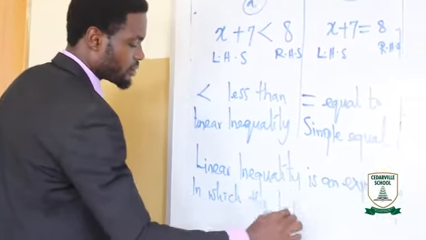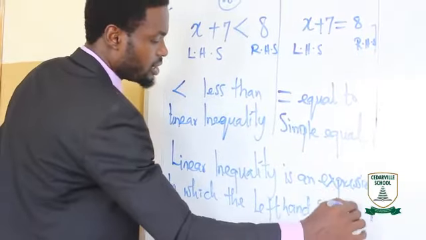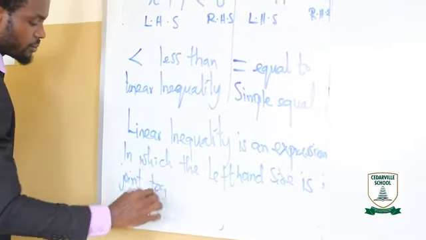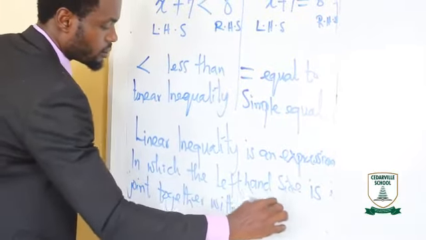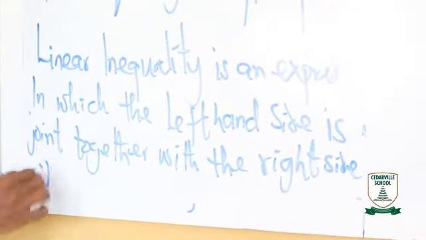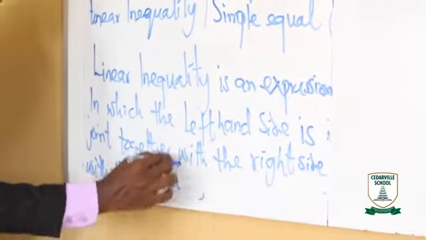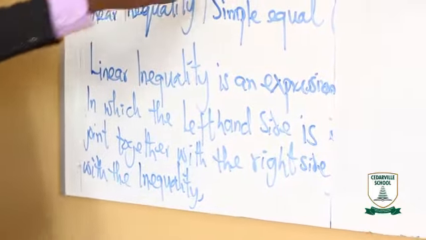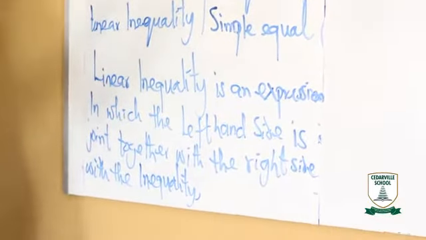the left hand side is joined together with the right hand side with the inequality symbol. Inequality, that is, it is not equal to. If it is not equal to, then it is either less than, greater than, less than or equal to, or greater than or equal to.